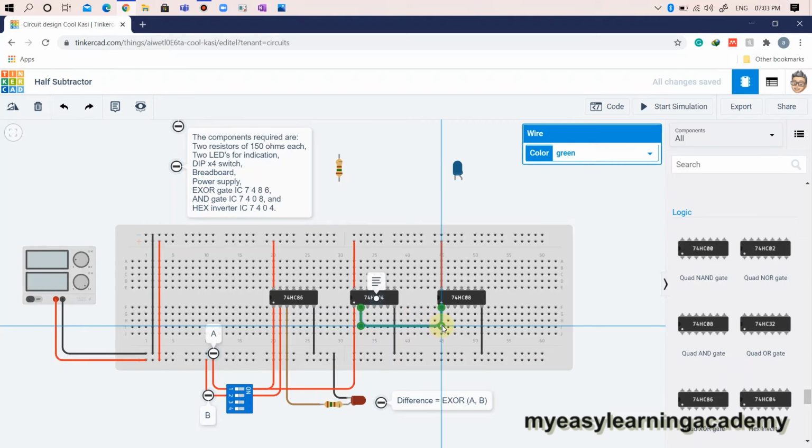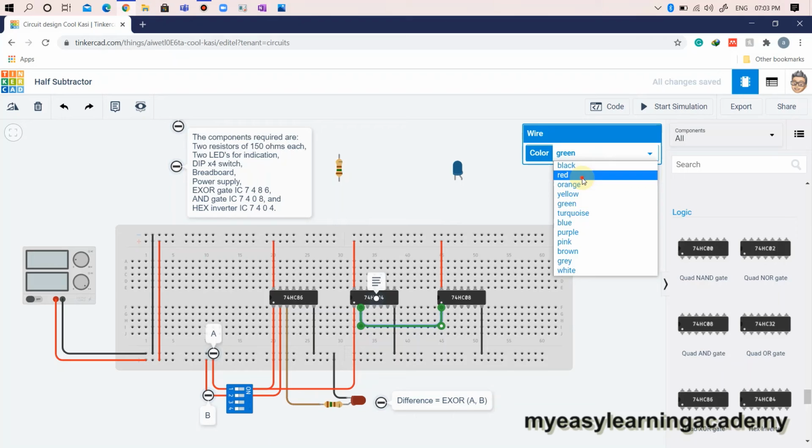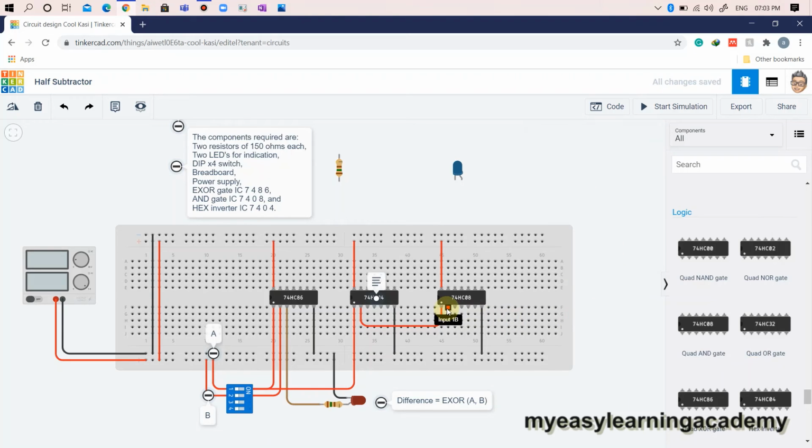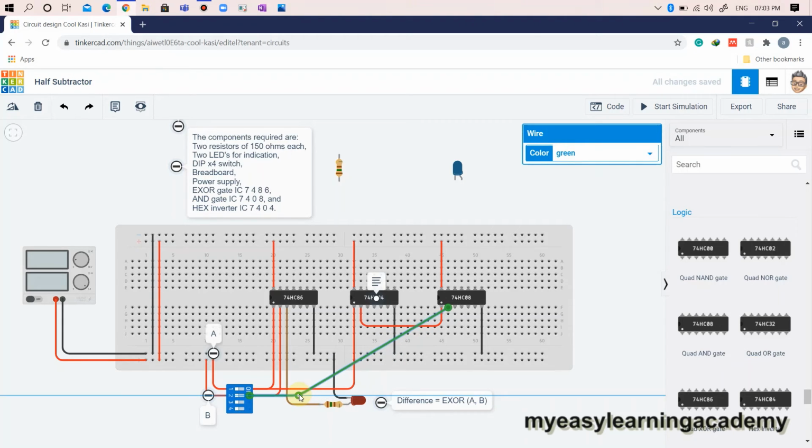The expression for borrow is B equals NOT A and B. The inverted input A is connected to the input 1A of the AND gate IC7408. Input B is connected to the input 1B of the AND gate IC7408. The borrow output is available at pin output 1, which is connected to the blue LED for an indication as shown here.